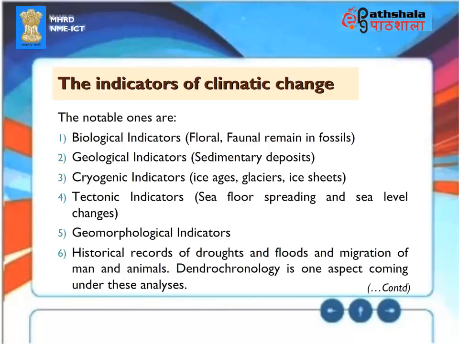Geological indicators: sedimentary deposits. Cryogenic indicators: ice ages, glaciers, ice sheets. Tectonic indicators: sea floor spreading and sea level changes. Geomorphological indicators: historical records of droughts and floods and migration of man and animals. Dendrochronology is one aspect coming under these analyses.